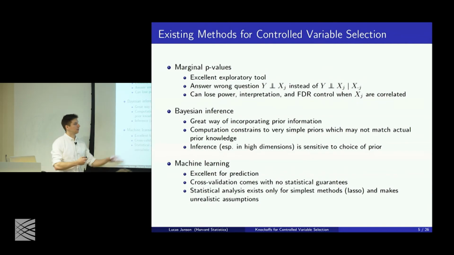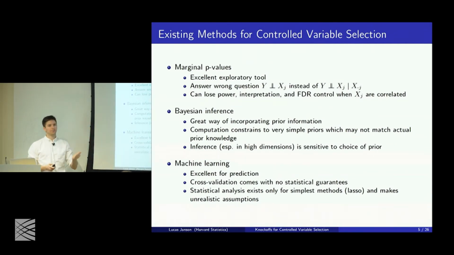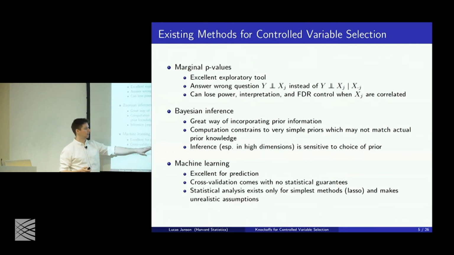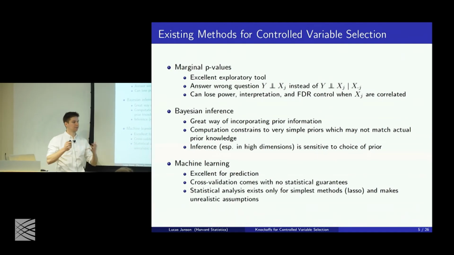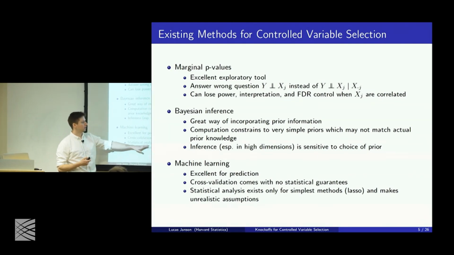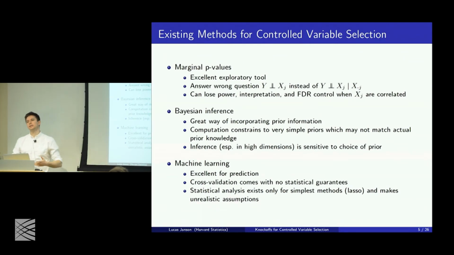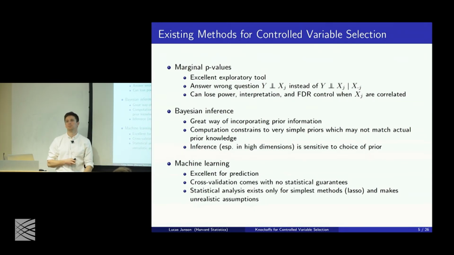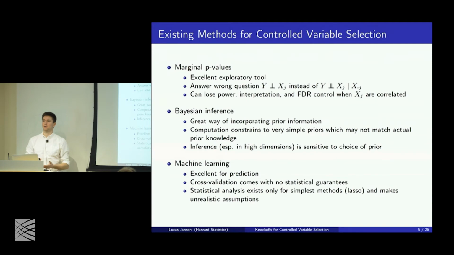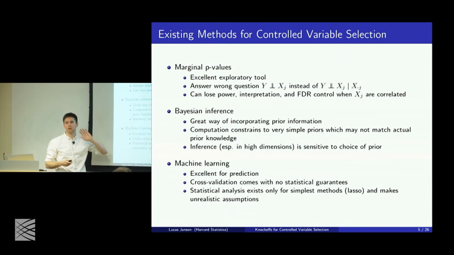And lastly, there are lots of tools from machine learning. They're excellent for prediction. However, cross-validation would be the normal tool we use for model selection or variable selection, and it's really not going to do what we want here, which is have a small type 1 error rate. It's going to give us lots of false discoveries. And for doing precise statistical analyses, there has been a lot of work trying to do this for the simplest of machine learning methods, things like the lasso. But still, those methods make some very, very strong assumptions, which at least I find quite unrealistic in practice, especially as compared to the assumptions I'm going to make in this talk.